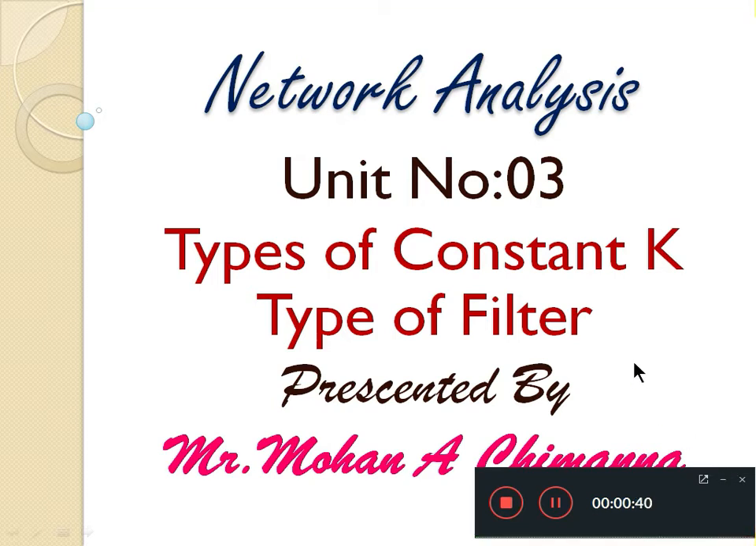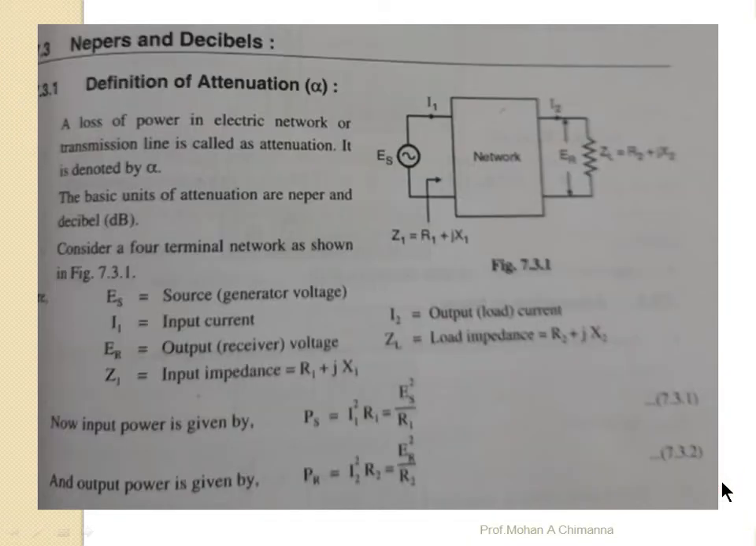In the case of the constant K type of filter, we start from the Neper and decibel unit, and the definition of attenuation, which is generally represented by alpha. From this circuit diagram, here is the network. Any network should be provided, and from that network there are two impedances available: first is the input impedance and the second is the output impedance. The input impedance is R1 plus jX1. It is a complex quantity, and here is the load impedance ZL, which is equal to R2 plus jX2.